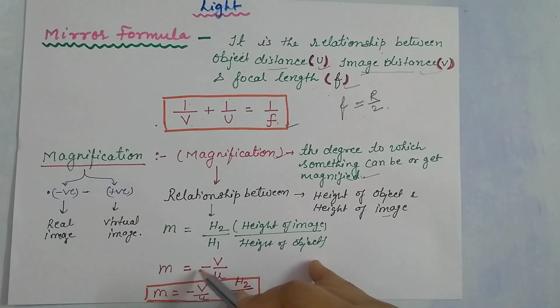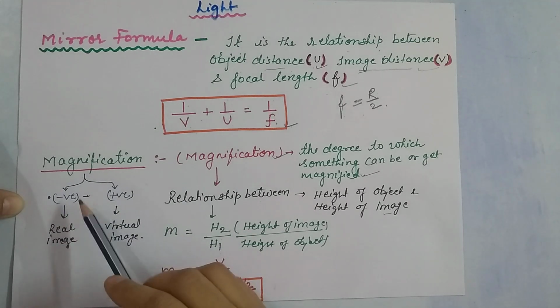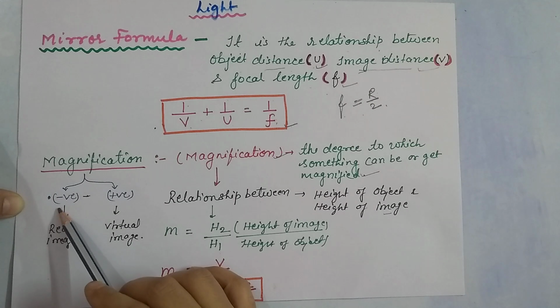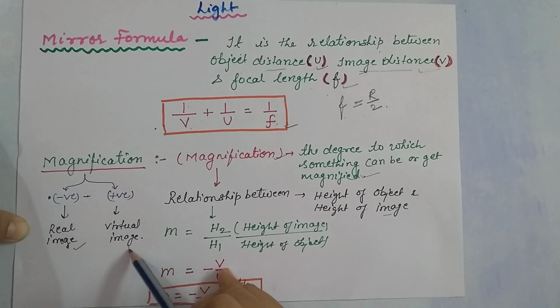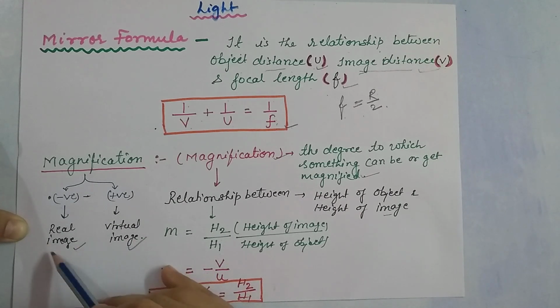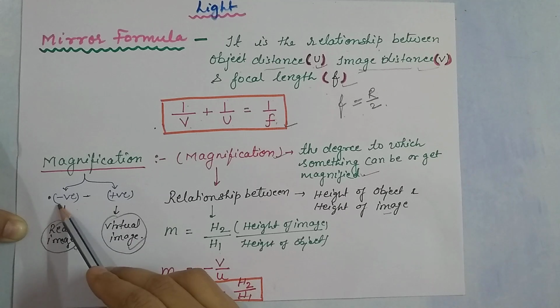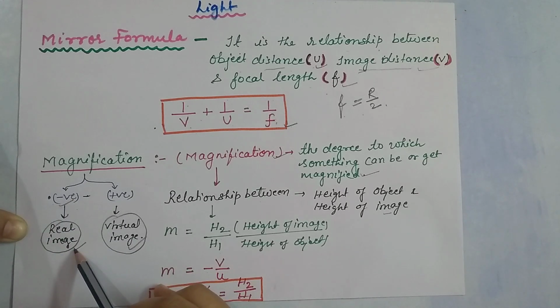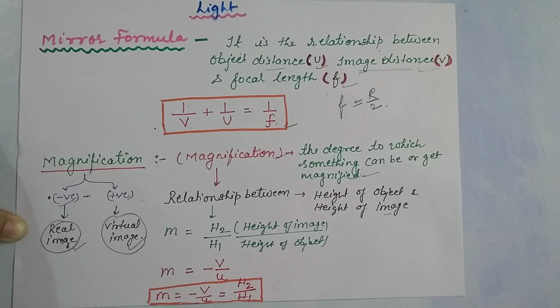So magnification is equal to the height of the image by the height of the object. One more important thing: if the magnification is negative, then it shows a real image. And if the magnification comes positive, it shows a virtual image. So the positive and negative sign is used to find out the nature of the image. If a negative sign comes, it is a real image, and if positive, it is a virtual image.